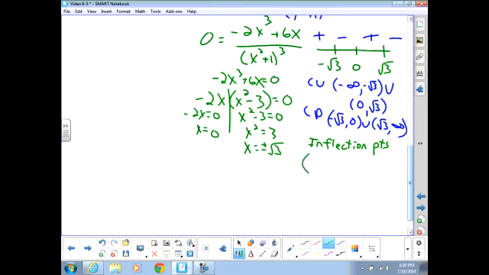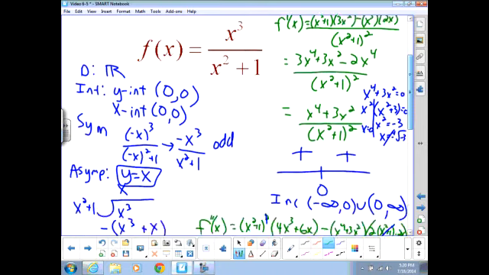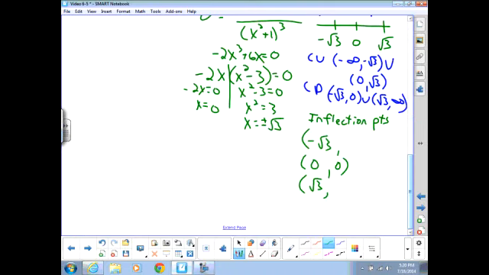So we will have negative square root of 3 comma something. We'll have 0 comma something. And we'll have square root of 3 comma something. Well, the 0 should be the easy one, because we know 0, 0 is our intercept. Now, if we think of our original function, we had f of x equals x cubed over x squared plus 1.